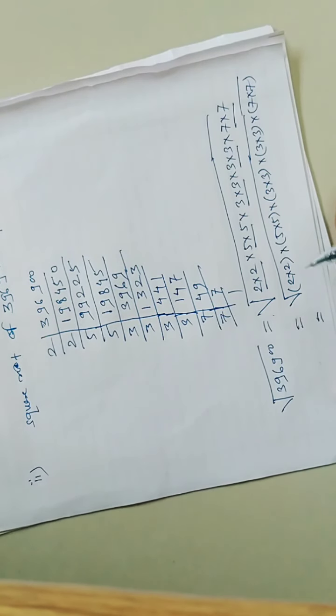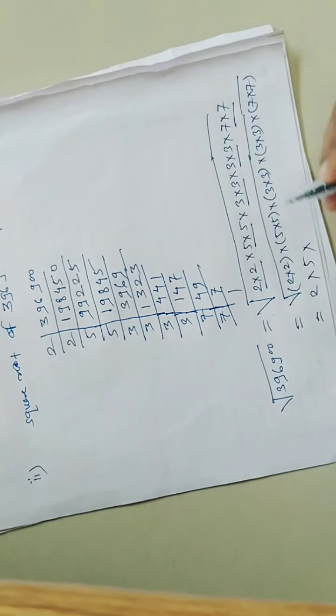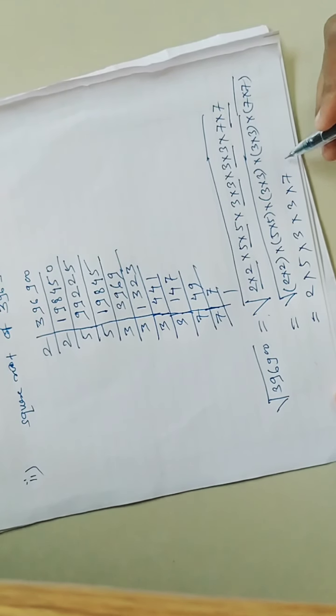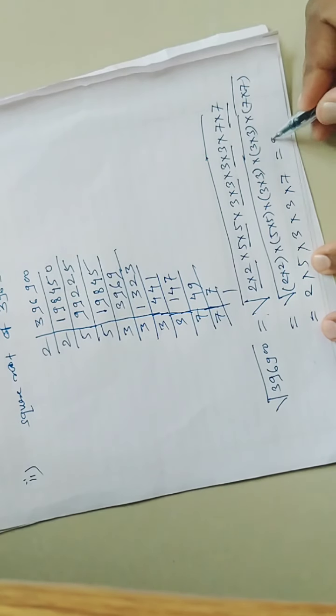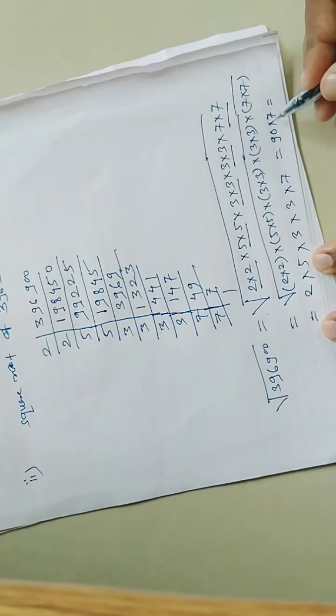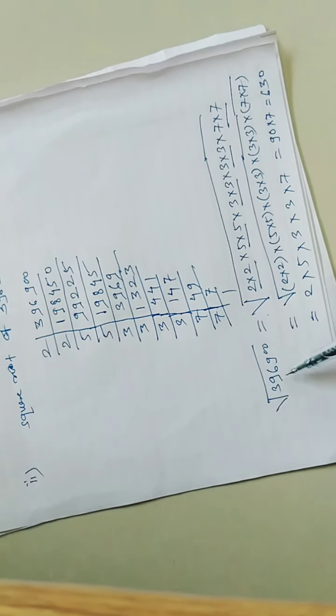So which is equal to, take one factor from each pair. So here from this 2, from 5, here 3, then here 3, then here 7. So which is equal to, see, 5 2s are 10, 10 3s are 30, 30 3s are 90. So 90 multiplied by 7, so 7 9s are 63 and 0. So therefore the square root of 3,96,900 is equal to 630.